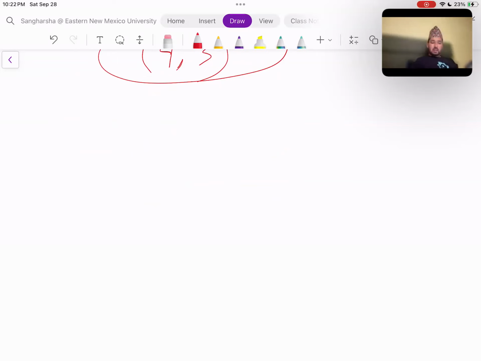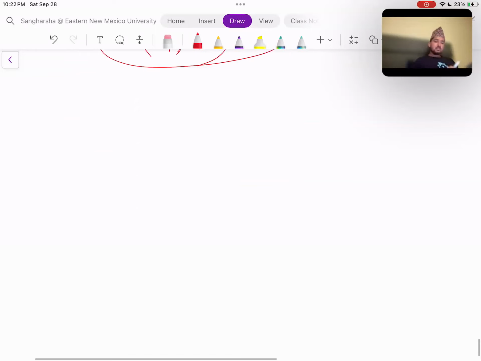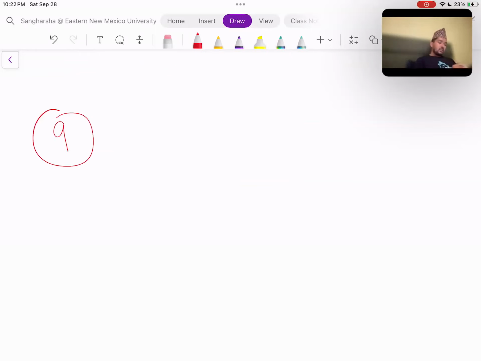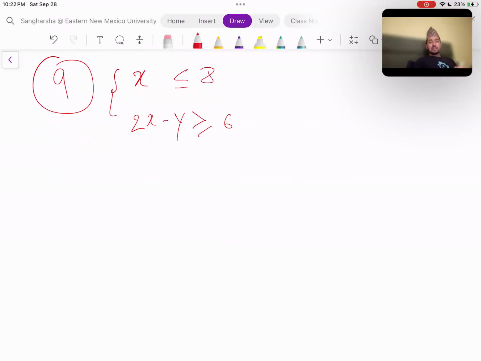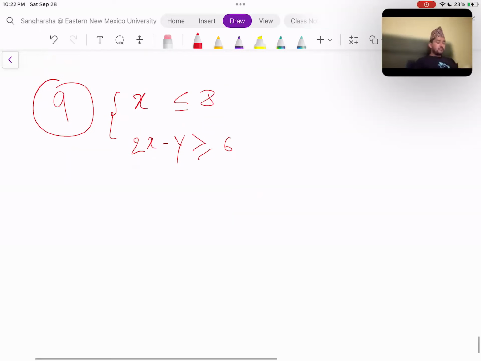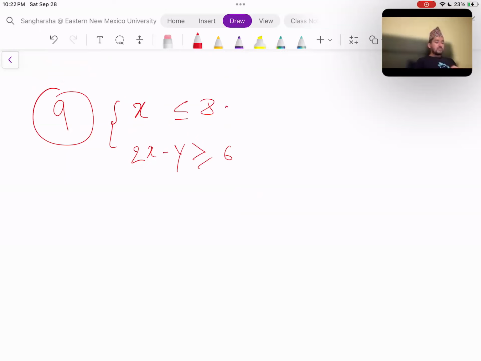Out of 9 and 15, let me do number 9. That's the only one. In number 9, we have x less than or equal to 8, 2x minus y greater than or equal to 6. This is a system of linear inequalities, and we need to graph the solution of this system. In order to graph, we have to graph each of these inequalities one by one.